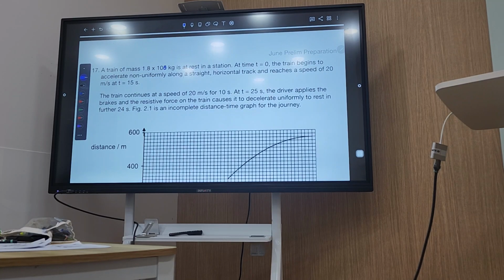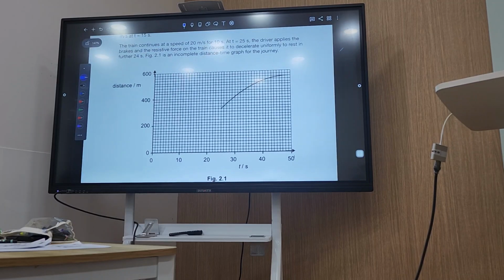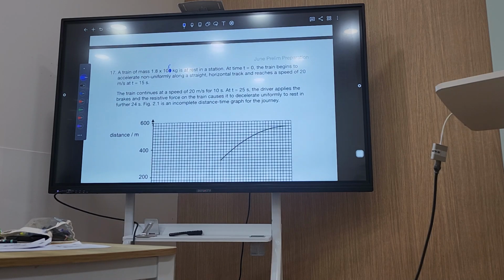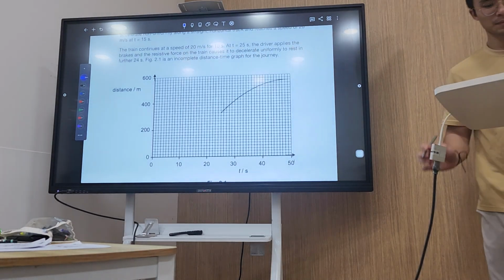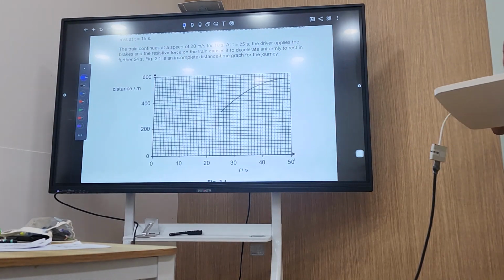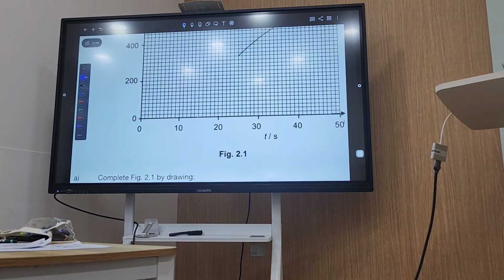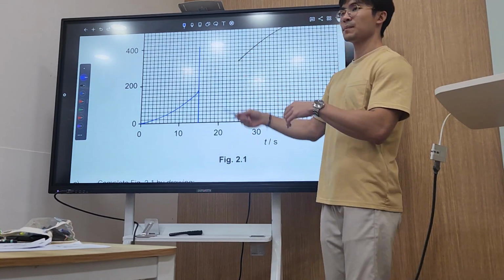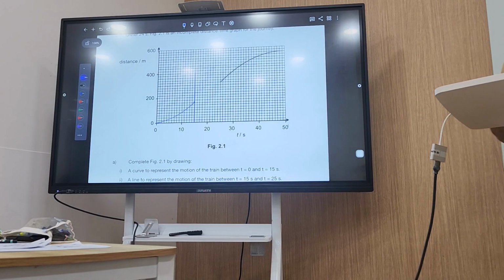Sorry, this one should be 10 power 5 kilograms. Now, for this one, I know you guys can draw. Very good. Chances are you probably got the 15. Maybe you increased until here or something, then went straight. Fair enough. But if you just randomly increase to a certain value and then went straight, you will probably not get the mark.